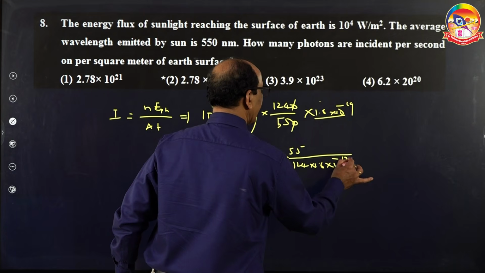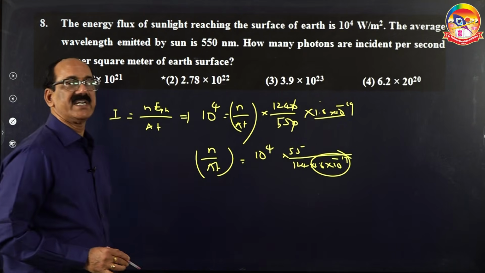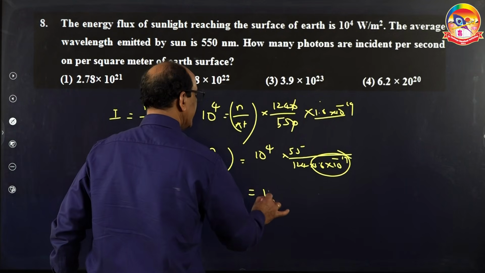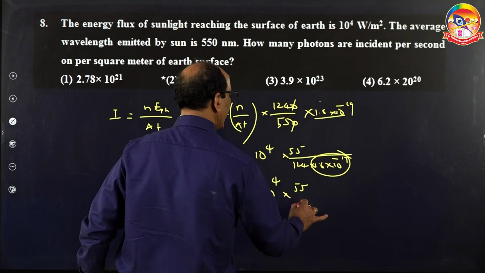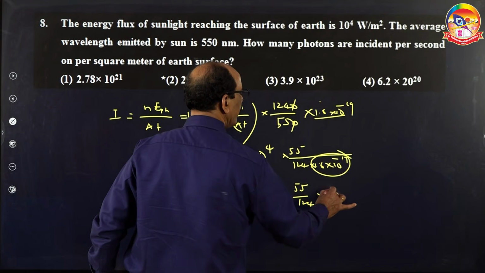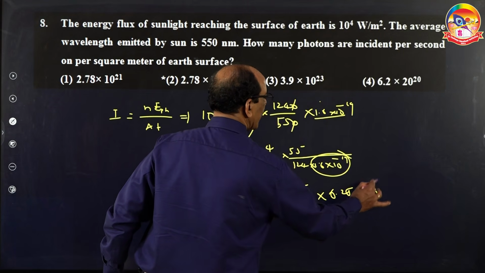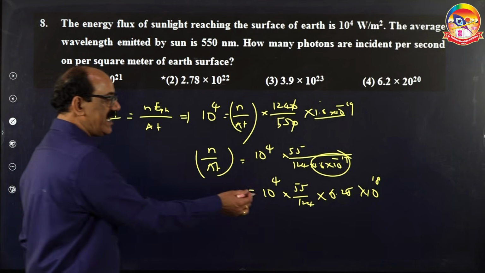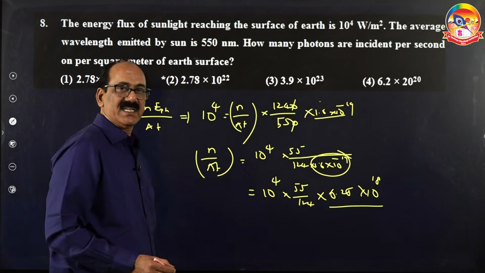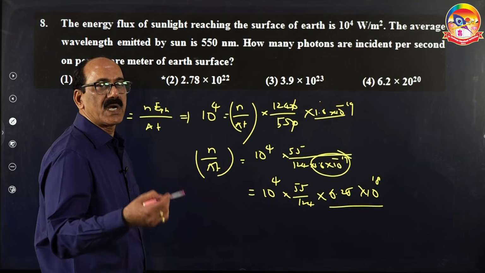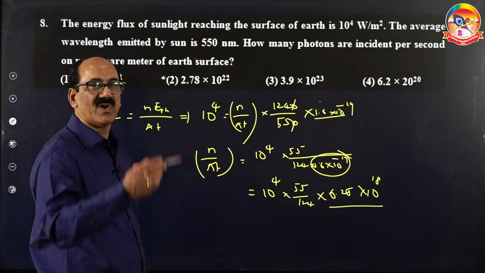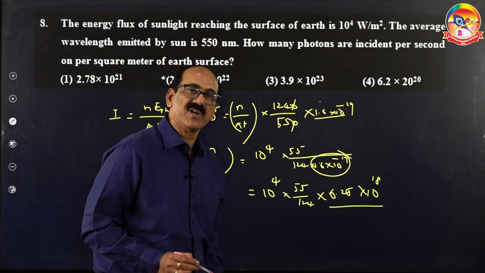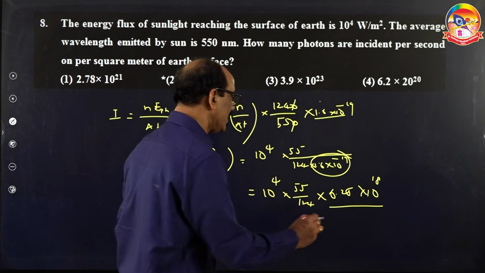You are familiar with this fact that 1 by 1.6 times 10 power minus 19 is 6.25 into 10 power 18. So therefore it is 10 power 4 times 55 by 124 into 6.25 into 10 power 18. If you write that way, the simplification becomes easy, because we learned it in electrostatics. The number of electrons present in 1 coulomb of charge, if you have to calculate it, is 1 by 1.6 into 10 power minus 19. We learned it as a fact, 6.25 into 10 power 18. We can make use of that and simplify it quickly.